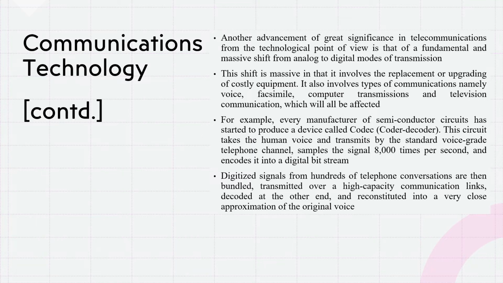For example, every manufacturer of semiconductor circuits has started to produce a device called a codec, which actually stands for coder and decoder. This circuit takes the human voice transmitted by the standard voice grade telephone channel, samples the signal around 8,000 times per second and encodes it in a digital bit stream. Digitized signals from hundreds of telephone conversations are then bundled, transmitted over high capacity communication links, decoded at the other end, and reconstituted in a very close approximation of the original voice.